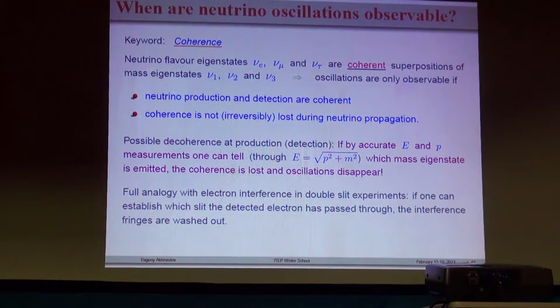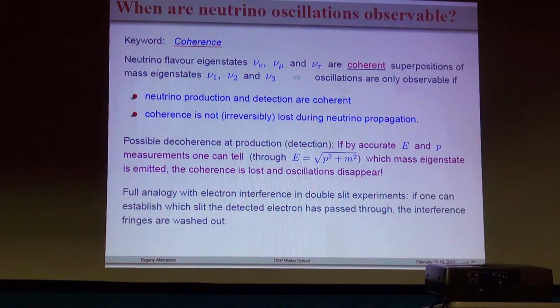By this I mean that every mass eigenstate contributing to the process of neutrino production, propagation, and detection should be added with the contribution of any other mass eigenstate at the amplitude level, not at the probability level. So we calculate the amplitudes of the neutrino mass eigenstate to be produced in a certain process, propagate and be detected, and then we do the same for a different mass eigenstate, and we add the amplitudes and not the probabilities. This means that they are coherent. If you can determine in the neutrino production process or in the neutrino detection process which mass eigenstate you produce or you detect, you will never see neutrino oscillations because mass eigenstates do not oscillate. So the condition for neutrino oscillations to be observable is that the different mass eigenstates composing a given flavor state must be produced coherently, must propagate coherently, and must be detected coherently.